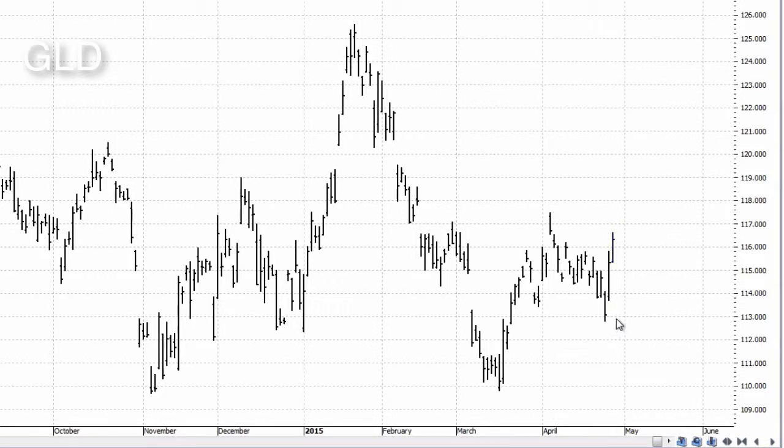Now you can see for the last 3 days it's had a strong move to the upside, approaching this $117 level. Now, let me draw that. That is in fact what I refer to as a pullback. It's also known as a retracement or even a correction.